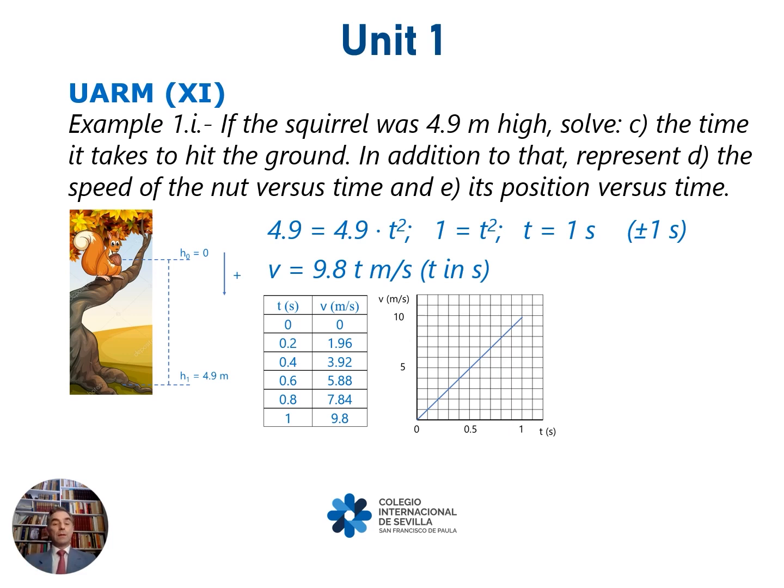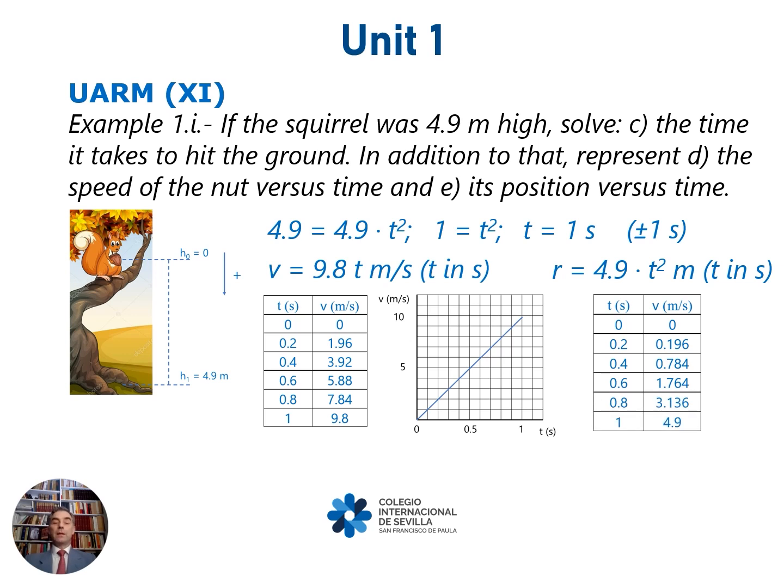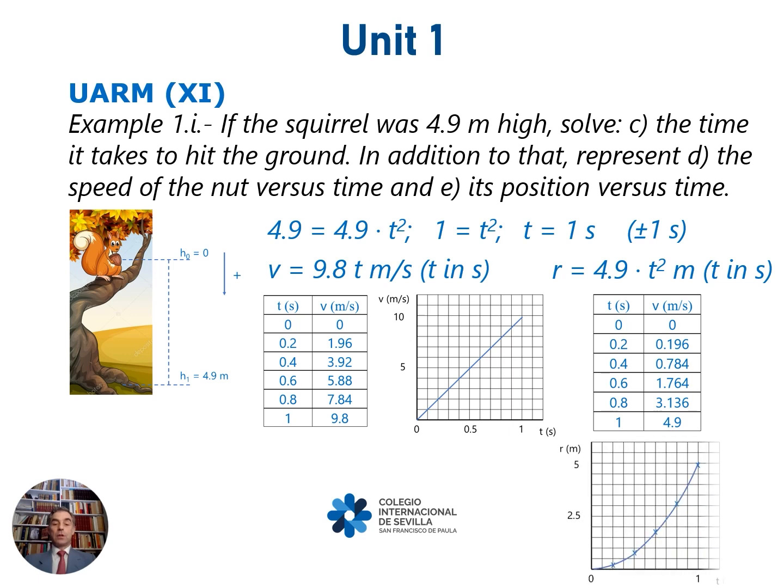When we want to represent the position versus time, remember that position is given by 4.9 times time squared in meters with t in seconds. If we build the table with the values for the different values of time, we obtain the different positions. And when we represent those positions, what we obtain is half a parabola, because the position depends on the square of the value of time. Therefore, it is half a parabola.